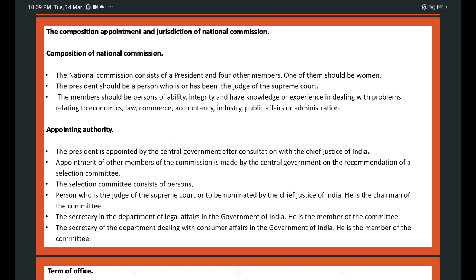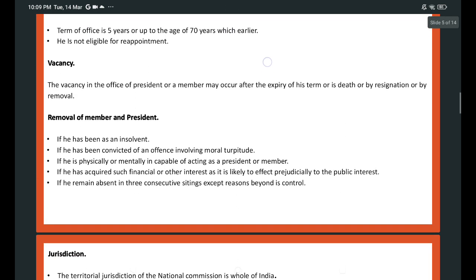What is selection committee? Selection committee consists of persons like Supreme Court judge or any person nominated by the Chief Justice of India. He will be the chairman of the selection committee. Other members of the selection committee are Secretary in the Department of Legal Affairs in the Government of India, Secretary in the Department of Consumer Affairs of India. Term of the office 5 years or up to the age of 70 years, whichever is earlier. He is not eligible for reappointment.